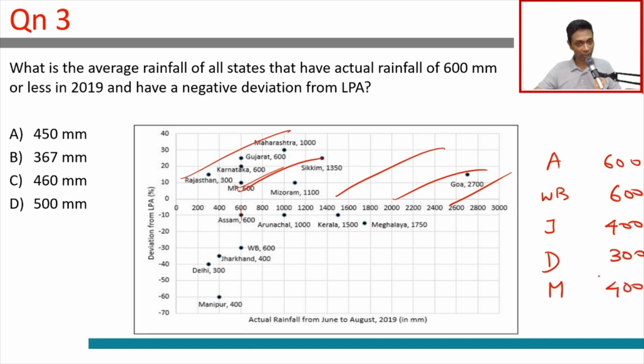The ones on top won't get counted. So the average is the sum of all these divided by 5. 400, 300, 400, 7, 11, 11 plus 6, 17 plus 6, 23. So it's 2300. 2300 divided by 5 is 460 millimeters. Very simple. Isolate whatever the states are based on the conditions given and then plonk it in. Find the average. We're through.